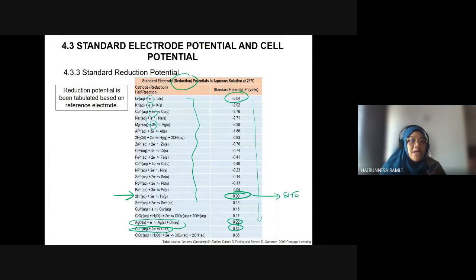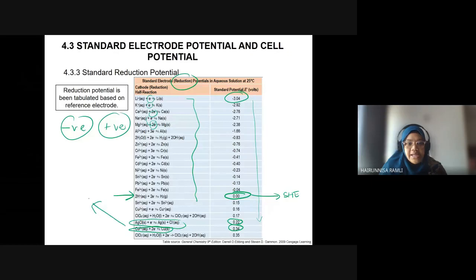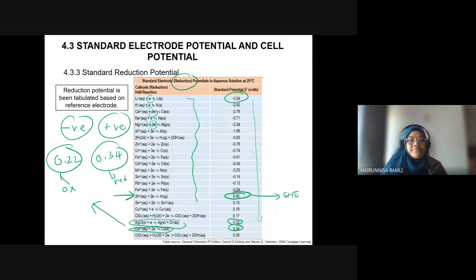Ni maksud saya. More negatif bukan bermaksud you compare only between negative and positive sahaja. More negatif macam ni contoh yang saya highlight kat sini. Between 0.22 dengan 0.34. Siapa lagi negatif? 0.22. So that's why ini akan oxidize. Yang lebih positif yang ini akan reduce. Itu maksud dia. Cara untuk baca.